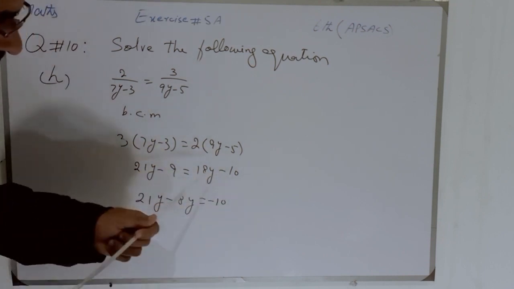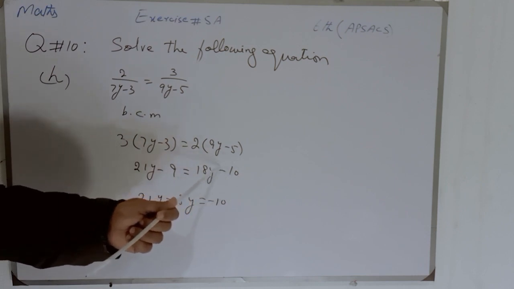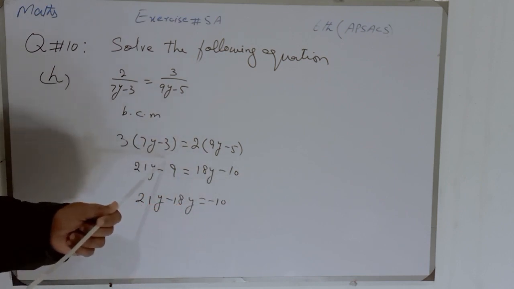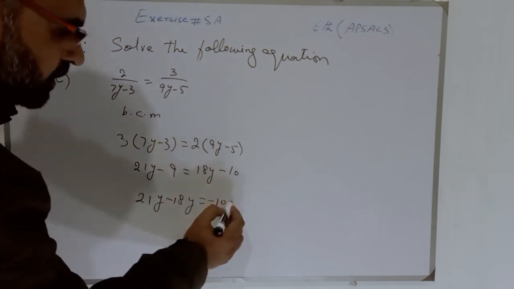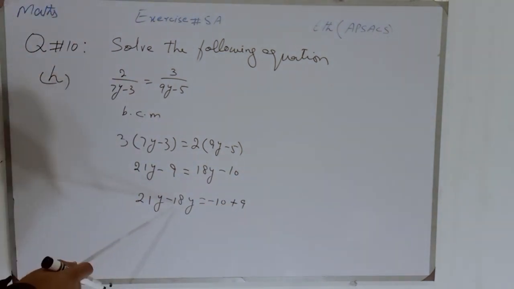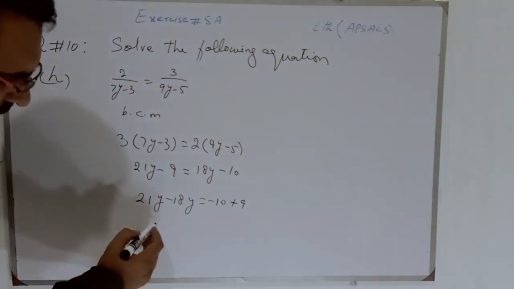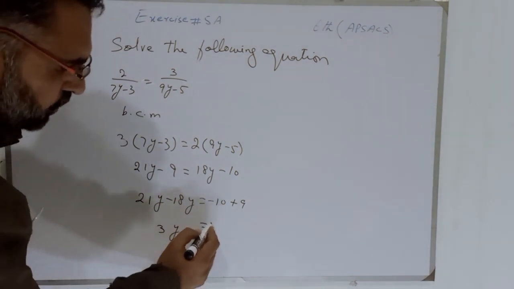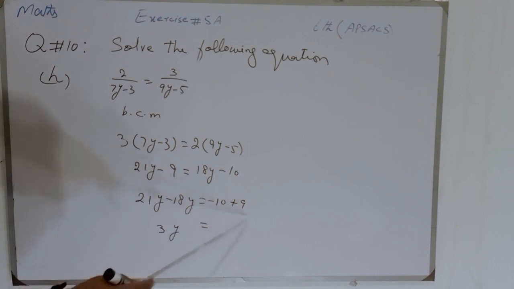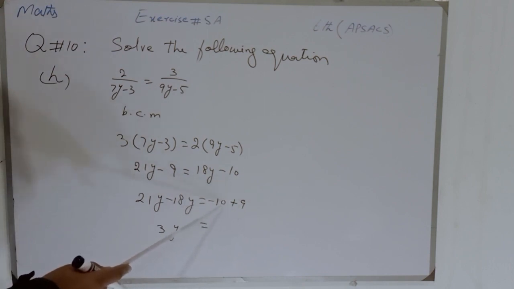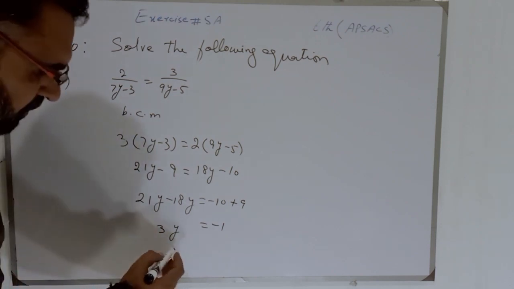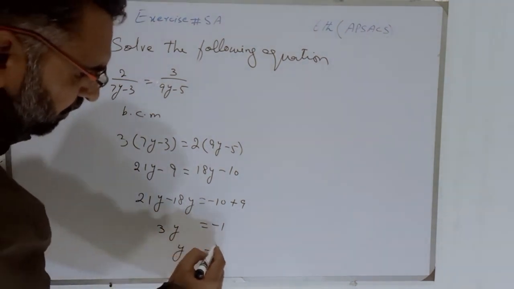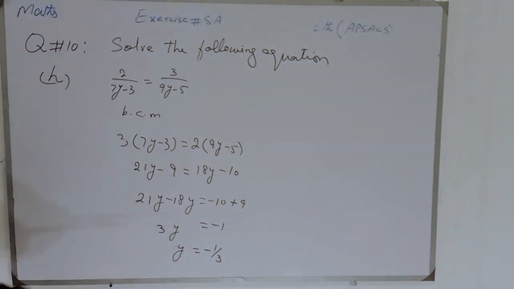The minus 10 is already written on the right side, so I will not change the sign of this 10. It will remain minus 10. But when we transfer this minus 9 from the left side of the equation to the right side, it will become plus. Now students, subtract 18y from 21y and we will have 3y is equal to, on the right side there are two numbers having different signs. So I will subtract the smaller number from the greater and then put the sign of the greater, so it will become minus 1, and 3 is multiplying with y. When we transfer it to the other side, it will divide. So the value of y will become minus 1 over 3, and it is the value of y.